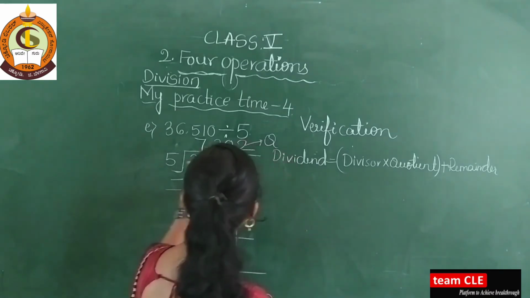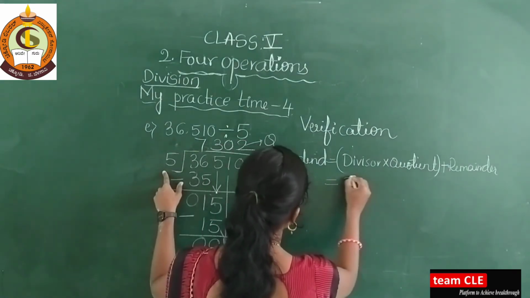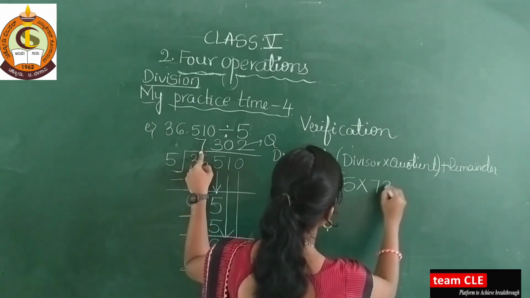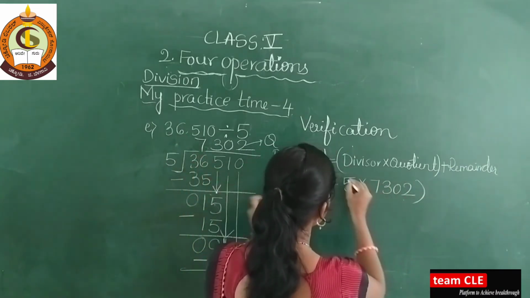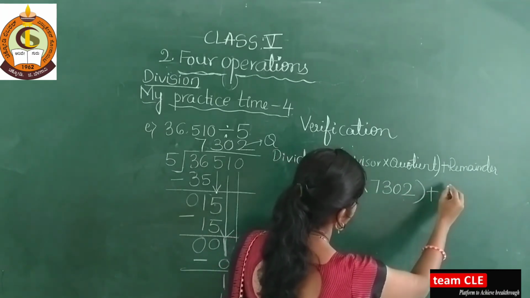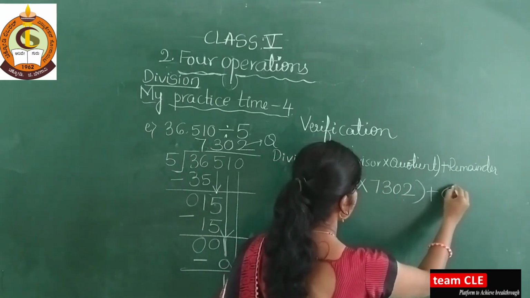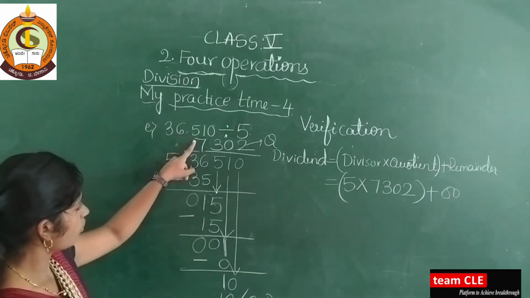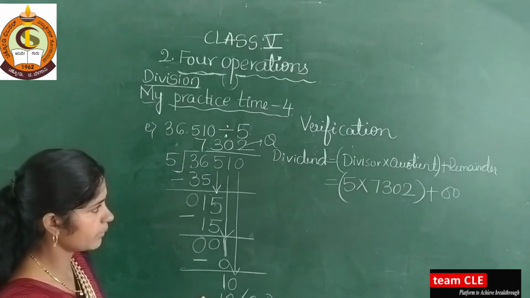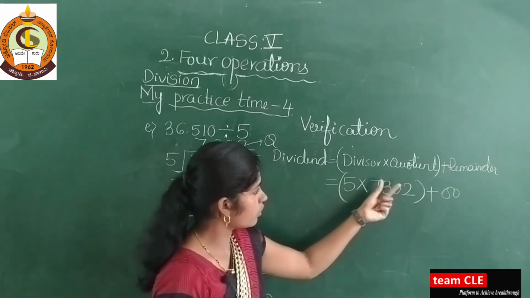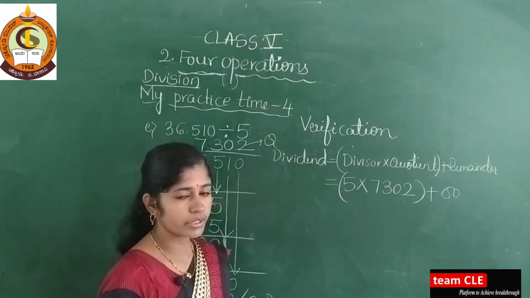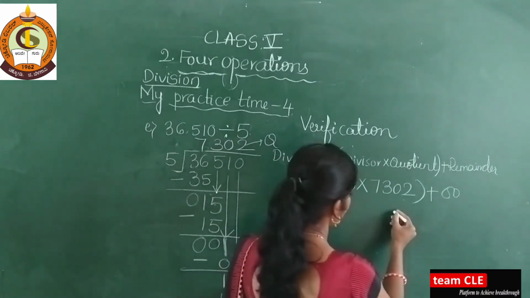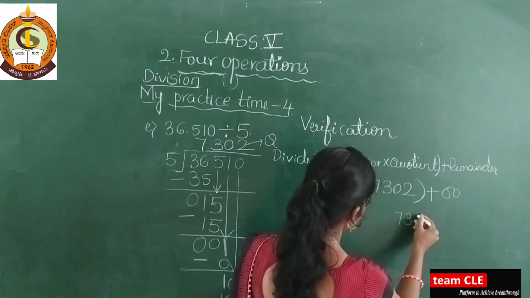So see here, how much is the divisor? 5. Okay, next, how much is the quotient here? 7,302. Put the bracket complete, plus how much is the remainder here? 0. So this is the dividend, divisor, quotient, and this is the remainder. Divisor into quotient. If you don't know the horizontal multiplication, then you need to do vertical multiplication.